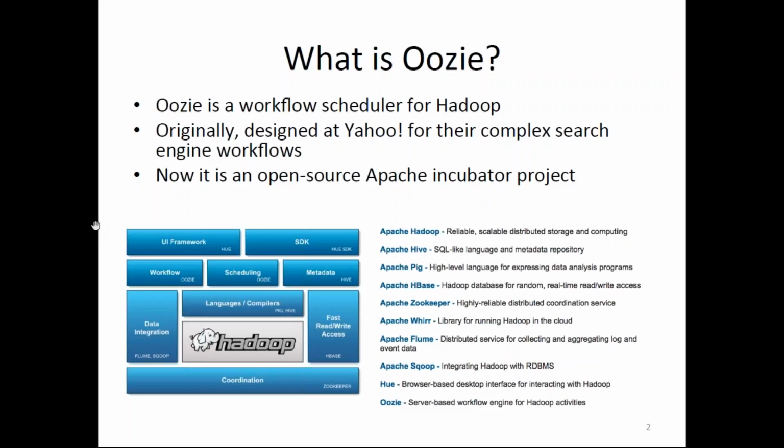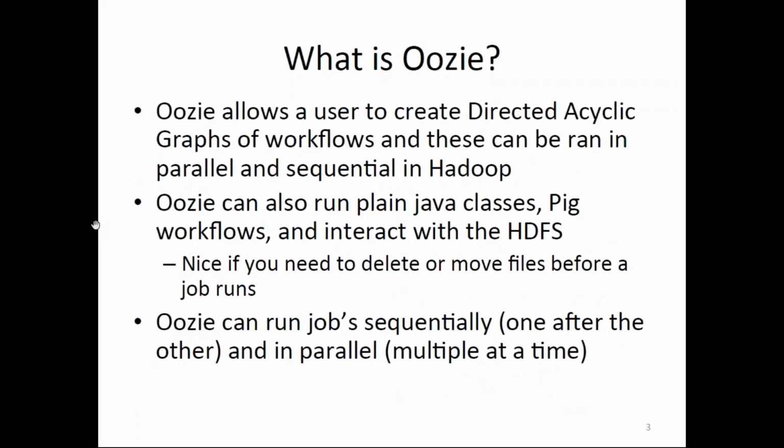So Oozie allows a user to create directed acyclic graphs of workflows. What that means is, once a MapReduce job is completed, you will start a Pig job, and once the Pig job is completed, you will write a Hive script, and the Hive script sends the result into something else. So it's directed and acyclic, and there are no cycles in those steps. That kind of jobs you can schedule with Oozie.